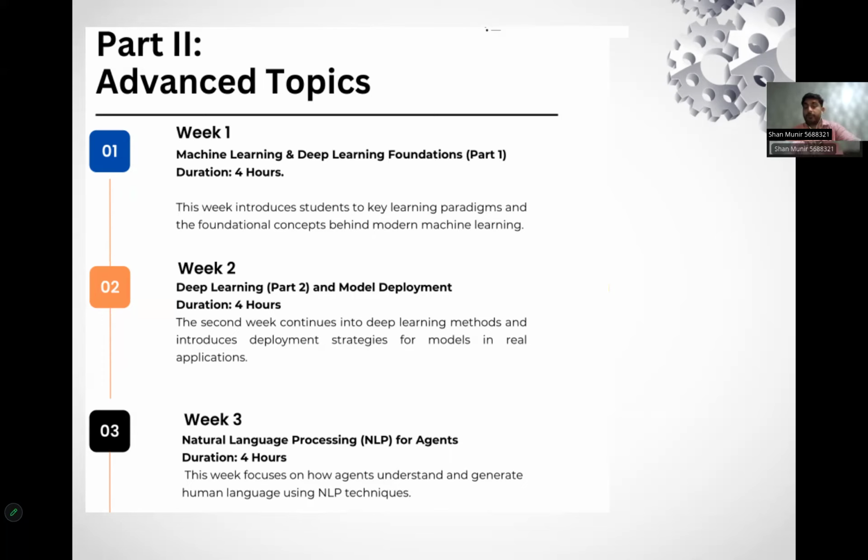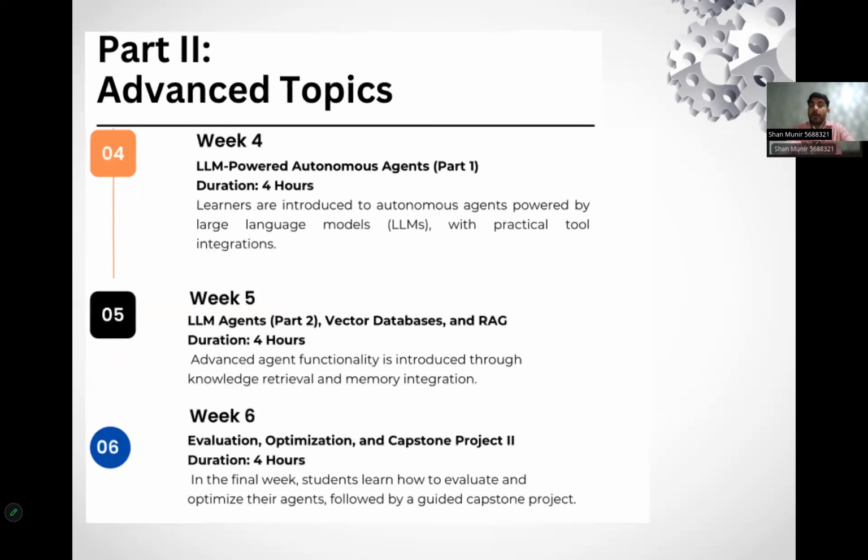respond to your prompts. And in week 4, we will be looking at how we can give autonomy to our AI, to our agents. Basically, in this week, we will cover how reasoning and critical thinking can be developed in large language models. We will be looking at some practical tools integration in this week as well.